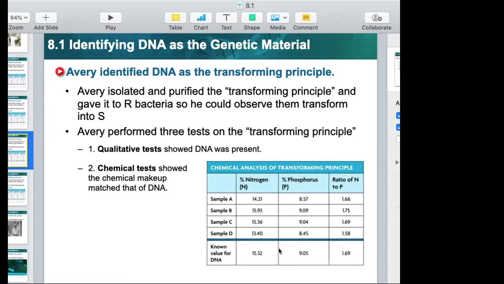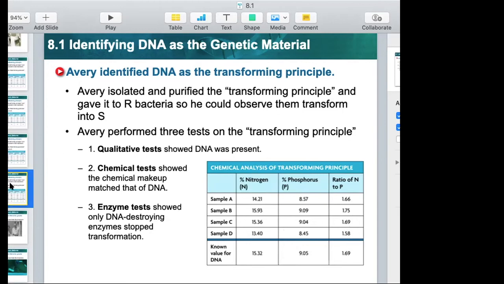Okay. And then you can see the ratio was also very close to what you had for DNA. The last thing he did was an enzyme test. And he put in these enzymes that destroyed DNA into the transforming principle. And if he did that, then it didn't work anymore.